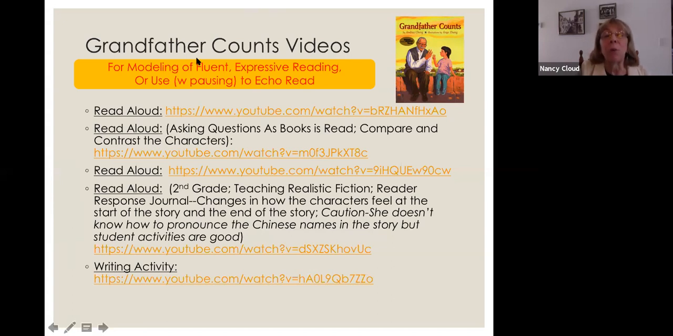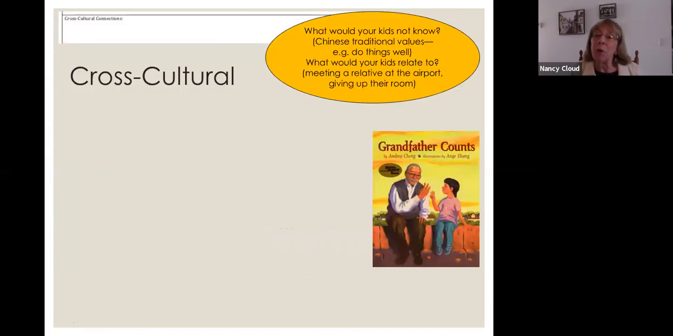You want to model fluent expressive reading and then have them use pause to work on their fluency. Now for cross-cultural, we'll just have to do a couple think alouds now. What would your kids not know? What Chinese tradition, Chinese background, people who speak Chinese, who live in Chinese speaking communities, help us. What were some of the Chinese traditional values that, like, do things well, write your name well, and take your time, and don't do it sloppy? It's your name. So what other things would your kids relate to that are kind of cross-cultural in nature?